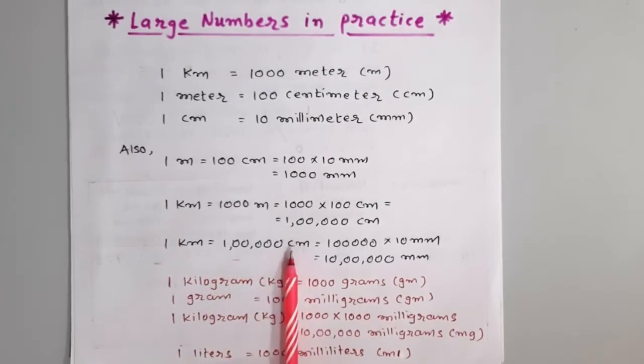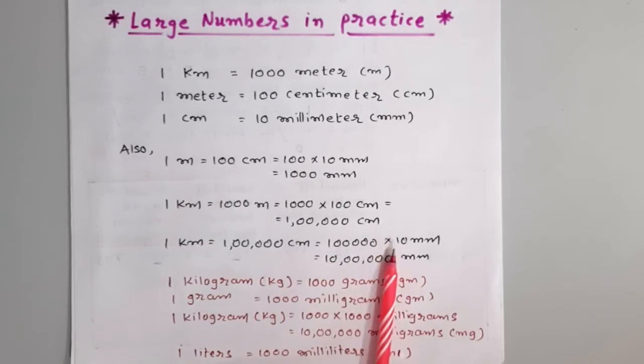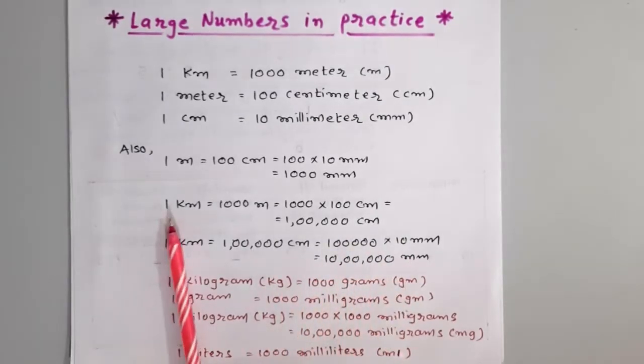Now further, convert this centimeter into millimeter, so we have to multiply this number by 10 millimeters, so that is 10 lakh millimeters. So now 1 kilometer is equal to 1000 meters or 1 lakh centimeters or 10 lakh millimeters.